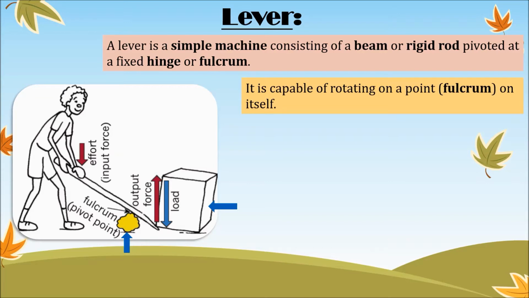The distance between the fulcrum and the point where effort is applied is called effort arm, and the distance between the fulcrum and the load is called load arm.